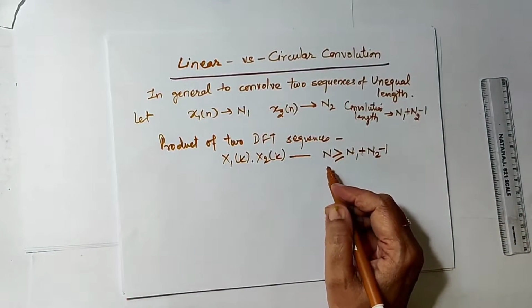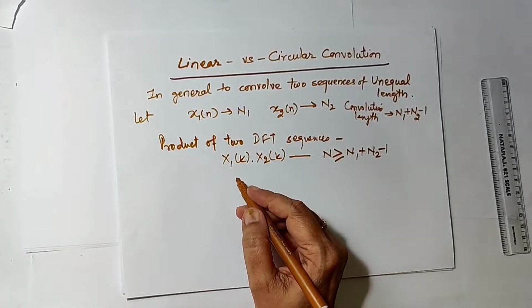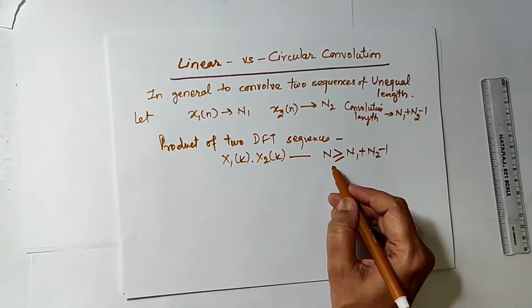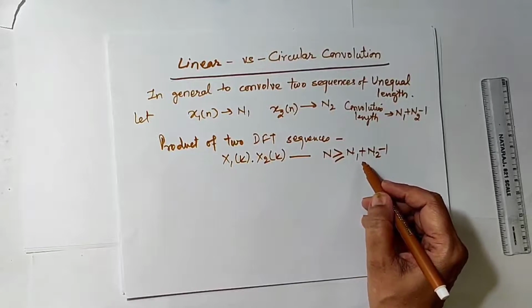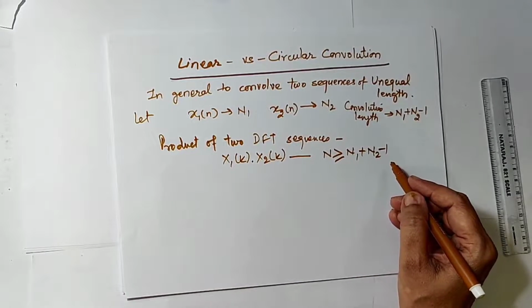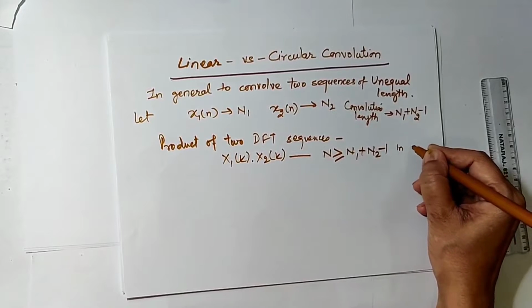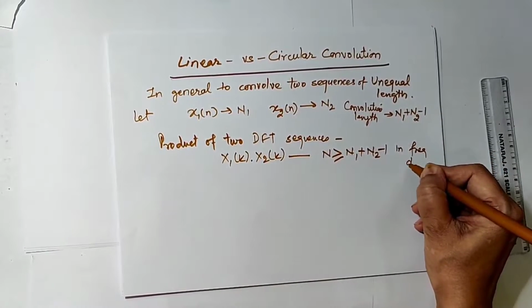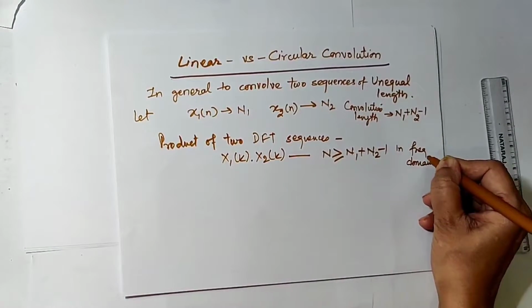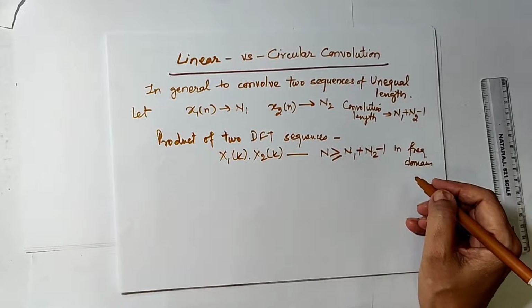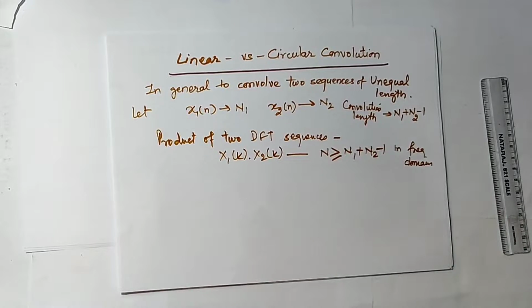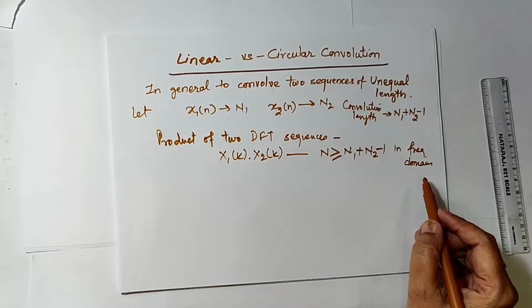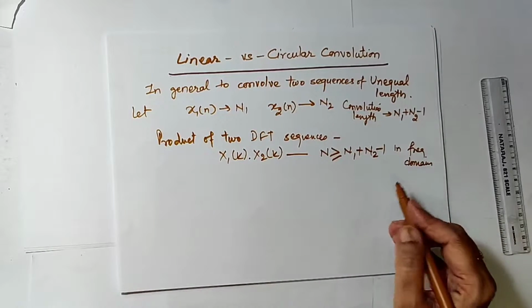This is the length. What should it be? It should be the length. The N should be greater than or equal to N1 plus N2 minus 1 in the frequency domain, just to avoid the overlapping. Is that possible? No.